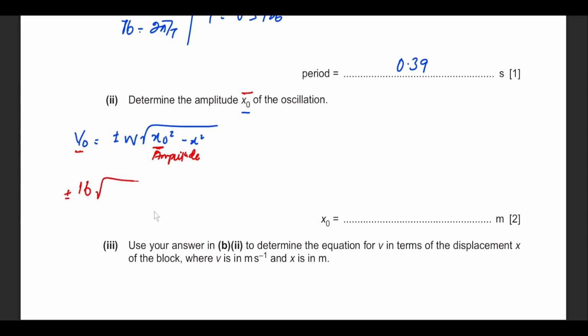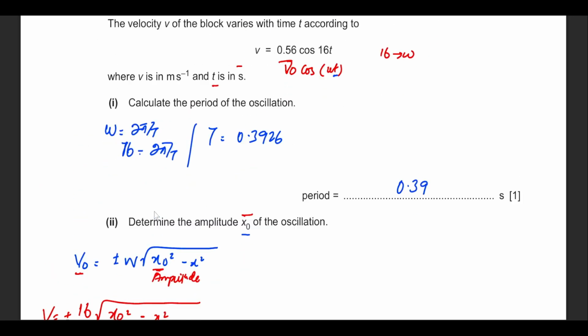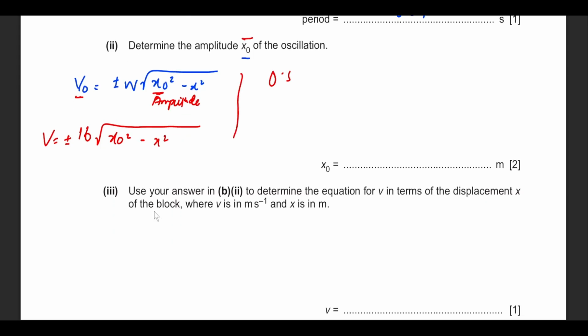So this is going to become plus minus 16 under root x naught square minus x square, right? Now, what was the velocity in this situation? The v naught, or the peak velocity, is 0.56. So here we have 0.56 equals 16. Since we are interested in the maximum, we put the maximum speed in, omega stays constant, so this x has to be 0, because this maximum speed only happens when the oscillating mass crosses the origin or the starting point.